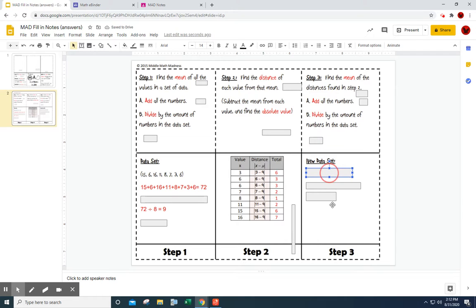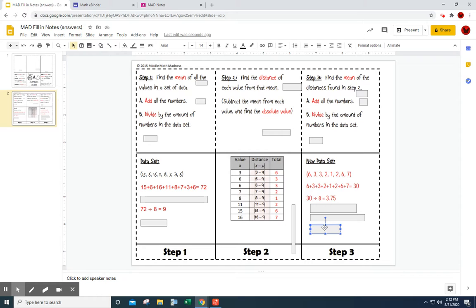You're going to take those numbers that we have right here, and those are going to be your new data set. It's these same numbers. You're going to add those all up. When you add them up, you get 30. And then you're going to take 30 and divide it by how many there are, which is 8. And that's going to give you the final answer of 3.75 for the mean absolute deviation of this data set.